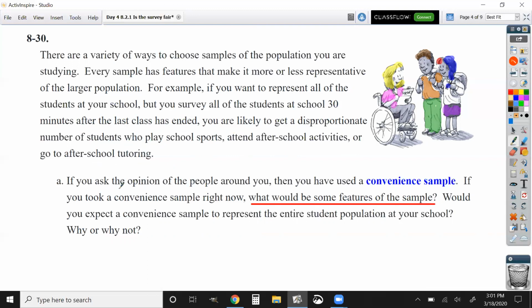Part A. If you ask the opinion of people around you, then you have used a convenience sample. If you took a convenience sample right now, what would be some of the features of the sample? Would you expect a convenience sample to represent the entire student body? So if we were to take one in our class when everybody's there, because it's convenient, they're all right there, what would be some of the characteristics, the features of that sample?